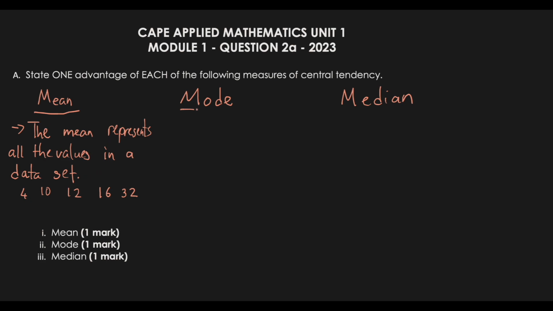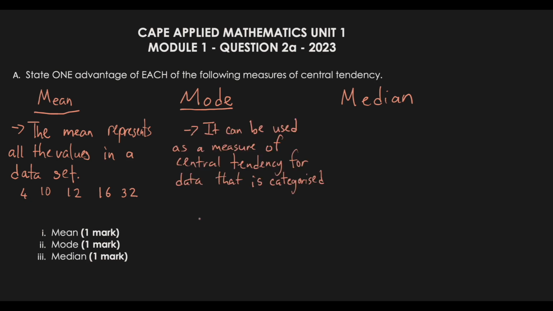Now, the mode. The mode is used to determine the element that occurs the most. One of the advantages of the mode is that you can actually use it for data that is categorized. For instance, if I have a set of data with colors, like yellow, pink, green, which one occurs the most? We have pink occurring the most. Because pink occurred 3 times, we would say that our mode is pink. It's the most popular option here.